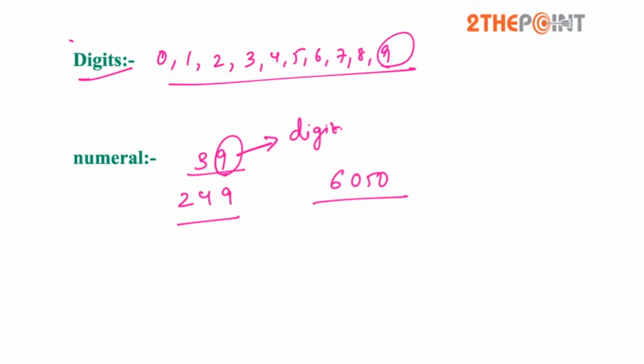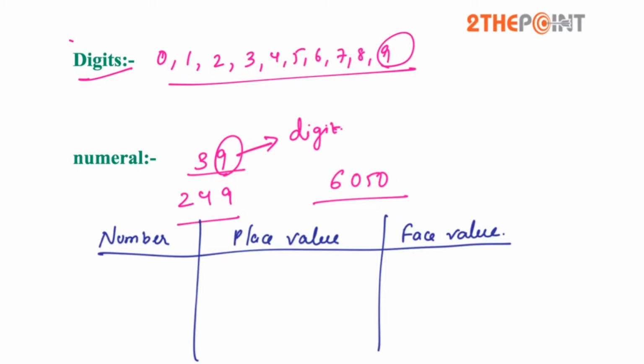Let's see what is place value and face value. Consider the number 6589. In this, find the place value of 5. It is nothing but write the number 5, and after 5, however many digits you have, that many zeros you add. This is called place value. So the place value of 5 is 500.